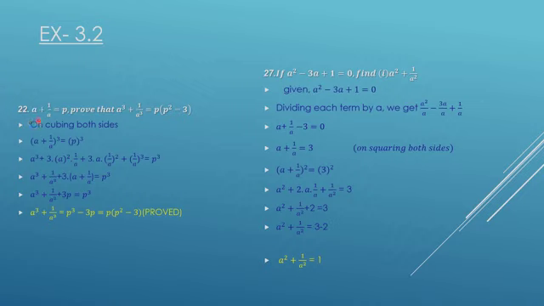First sum for discussion: a plus 1 by a is equal to p. We need to prove that a cube plus 1 by a cube is equal to p into (p square minus 3). Now this kind of sum we had discussed in the previous video. The power is 1 here, but we need to convert it to the power of 3. So we need to cube it on both sides, and once we cube it, we get the form of (a plus b) whole cube.